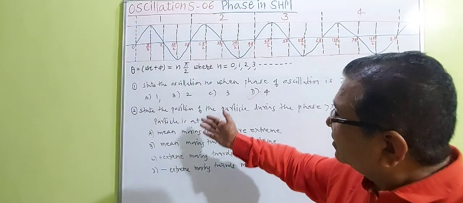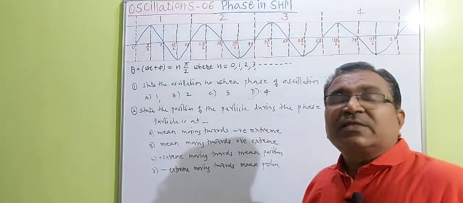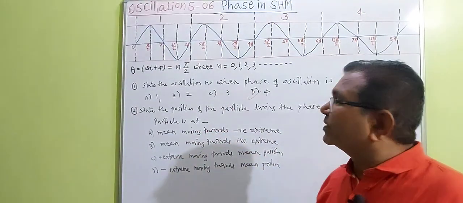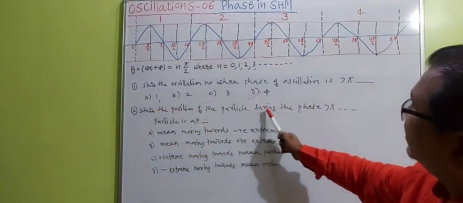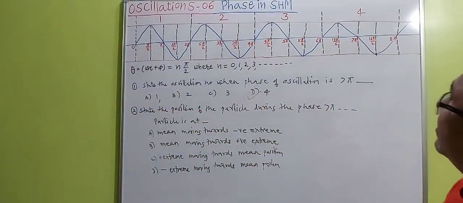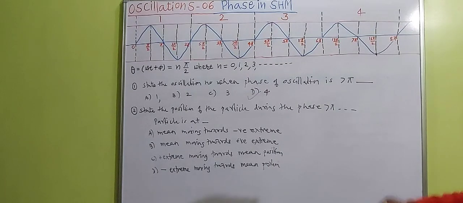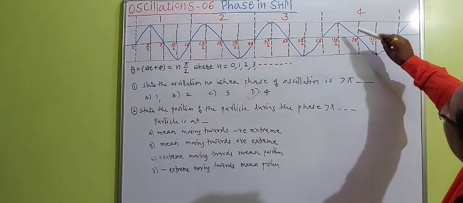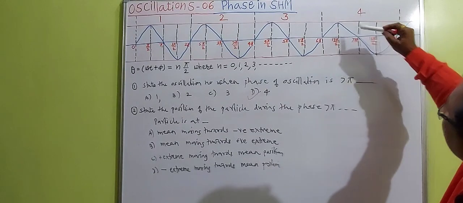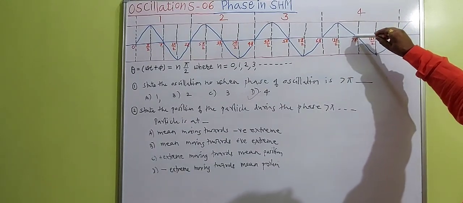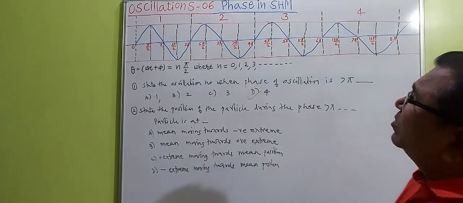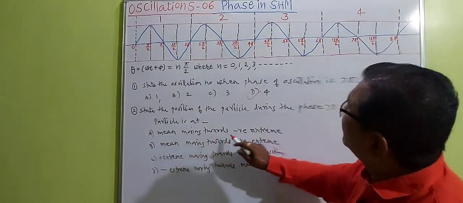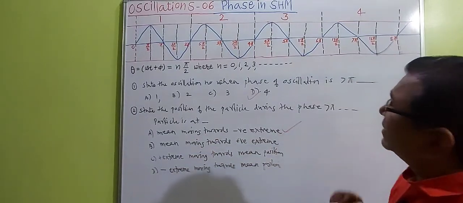See here, read the question carefully at first. The question is, state the position of the particle during the phase 7 pi. Where is the phase 7 pi? Here is the phase 7 pi. The particle is at mean position, moving towards negative extreme. This is the correct answer.